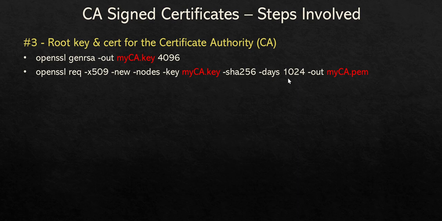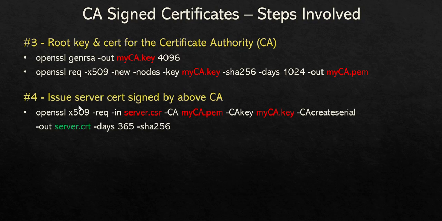SHA-256 days 1024. So this time we have increased the number of days, and this time the output is a PEM file, myca.pem. This PEM file we discussed on the slides earlier. It is a combination of the private key as well as the certificate itself. So this PEM file now represents this certificate authority. Very important. Now let's move on to the next step, which is issue server certificate signed by above CA.